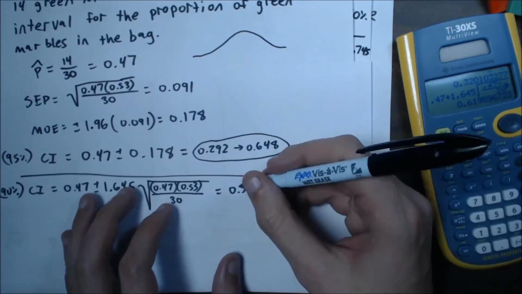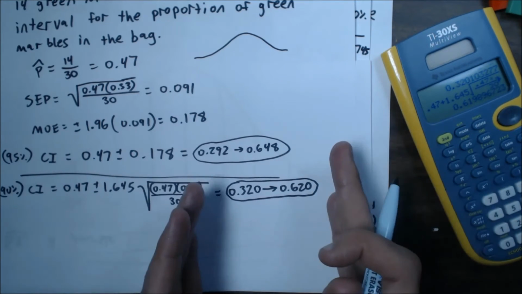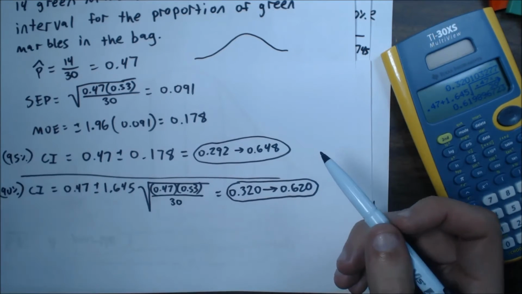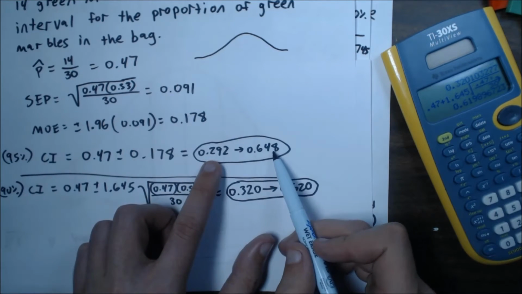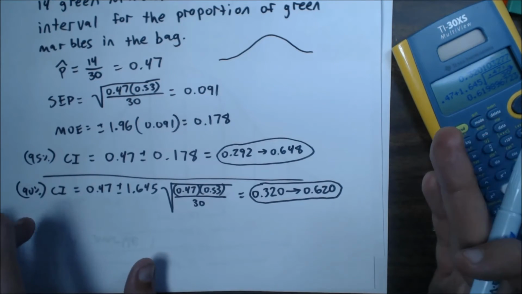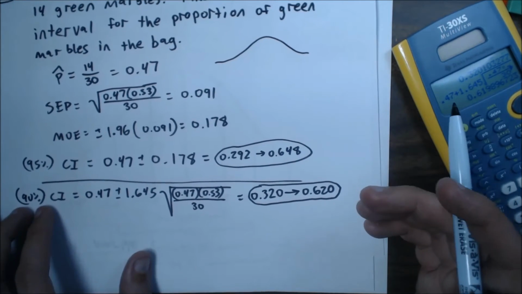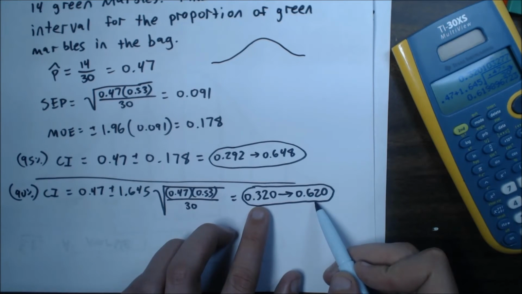Okay, so it wasn't a huge difference, but we did make our interval a little narrower. Instead of saying I'm 95% sure that it's between about 29.2% and about 64.8%, I could say I'm 90% confident, which means I'm a little less confident, but I'm still pretty confident that the proportion of green marbles in the bag is between 32% and 62%.